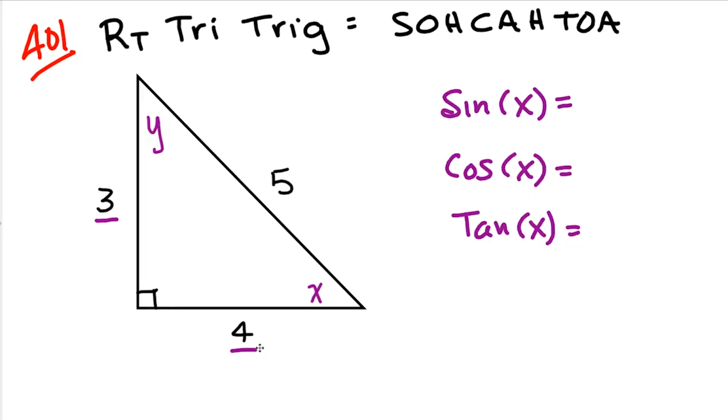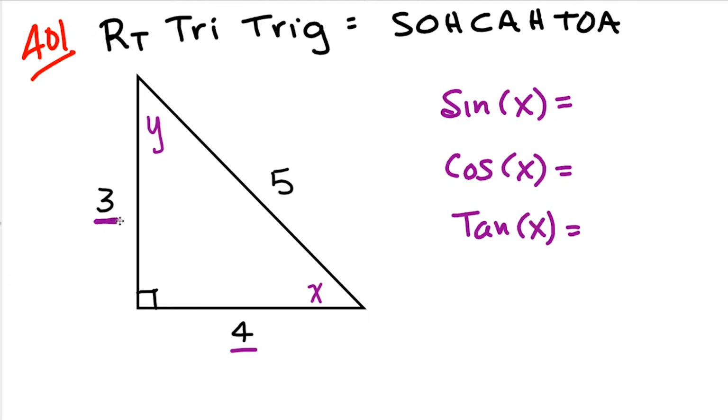This is lesson 401, right triangle trigonometry. On the ACT, there are 4 trigonometry questions. 2 of them deal with right triangle trigonometry, otherwise known by the great acronym SOHCAHTOA. Let's take a look at the board.